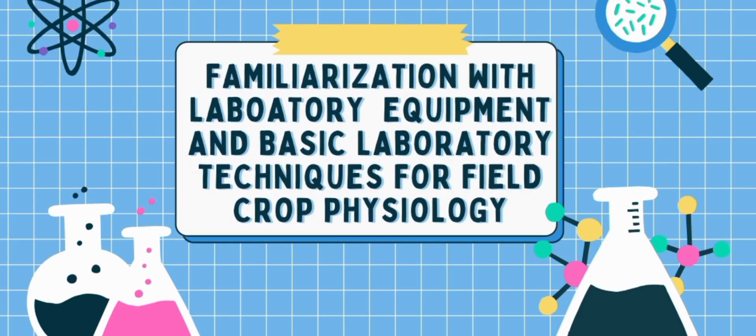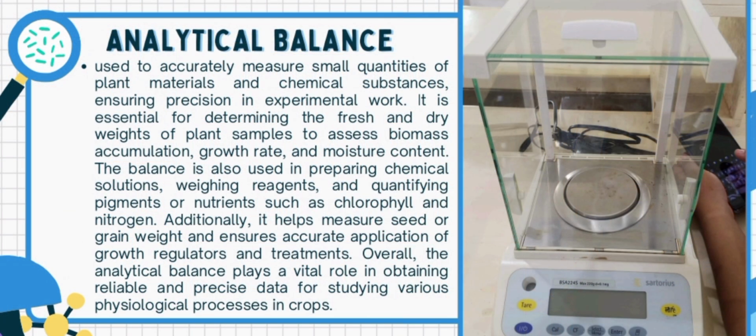Familiarization with laboratory equipment and basic laboratory techniques for field crop physiology. Analytical balance. Used to accurately measure small quantities of plant materials and chemical substances, ensuring precision in experimental work.